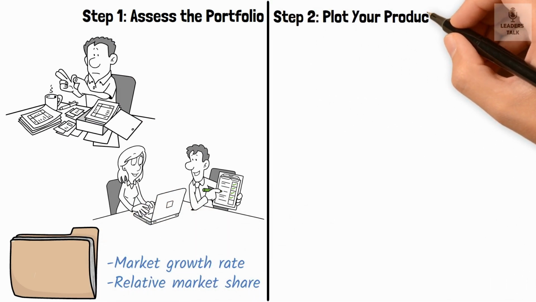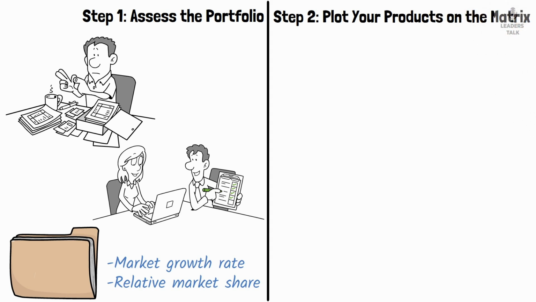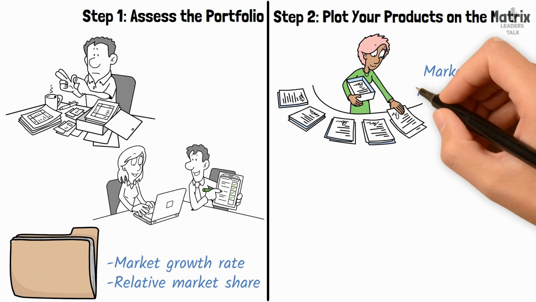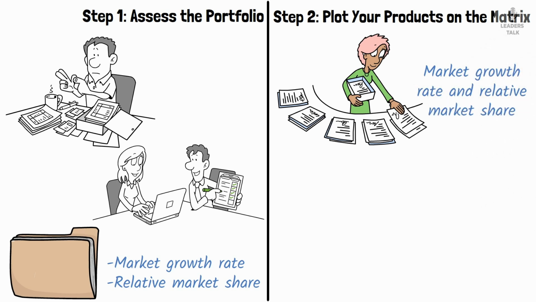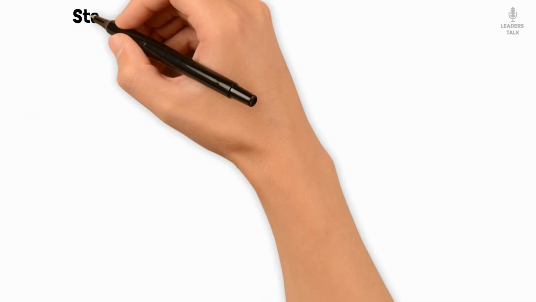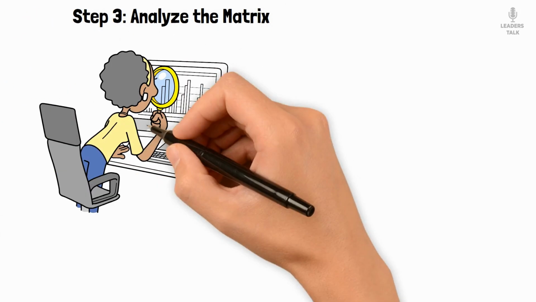Step 2. Plot your products on the matrix. Next, plot each product or business unit on the BCG matrix based on its market growth rate and relative market share. This will help you visualize which category each product falls into. Step 3. Analyze the matrix. Once your products are plotted, analyze their positions.